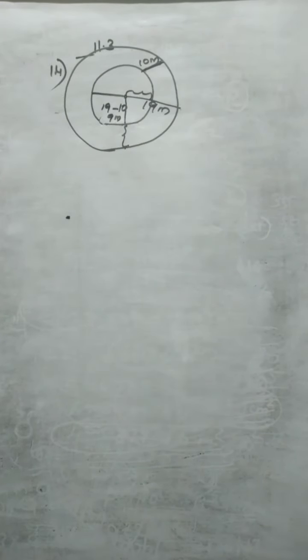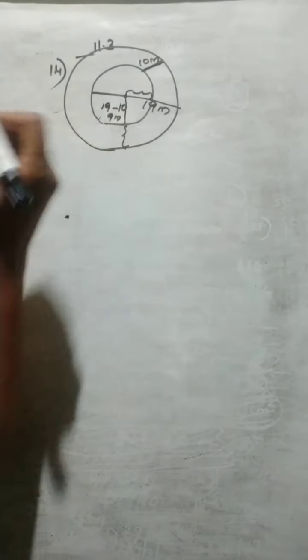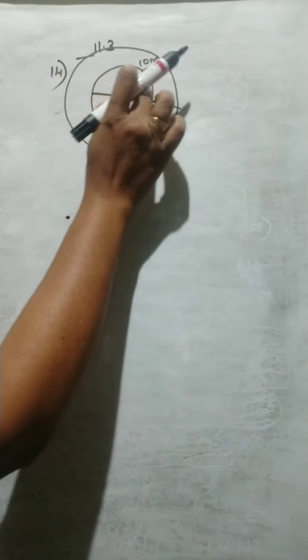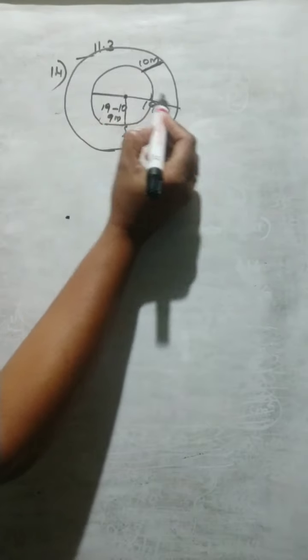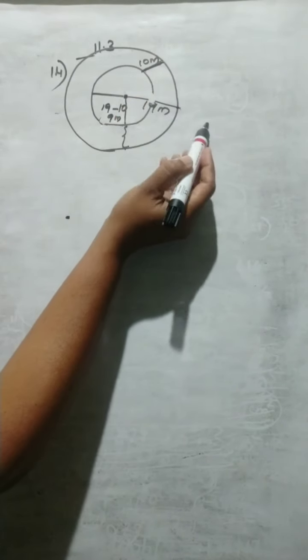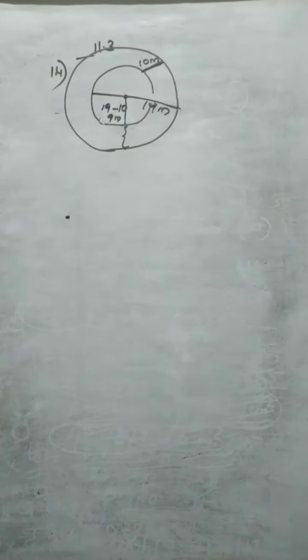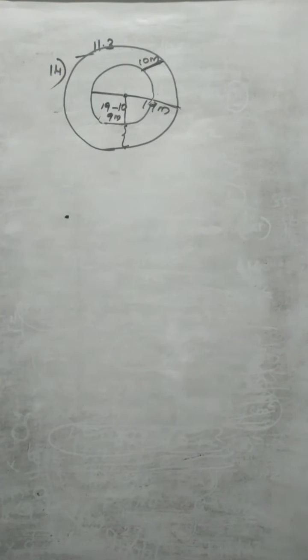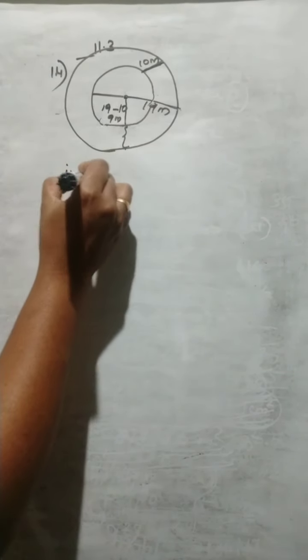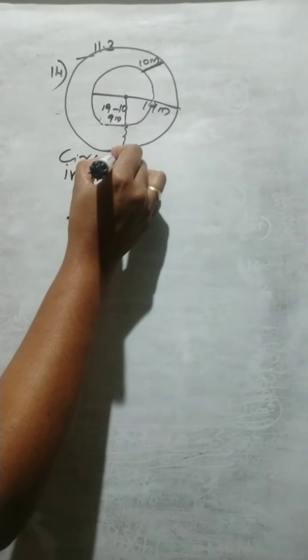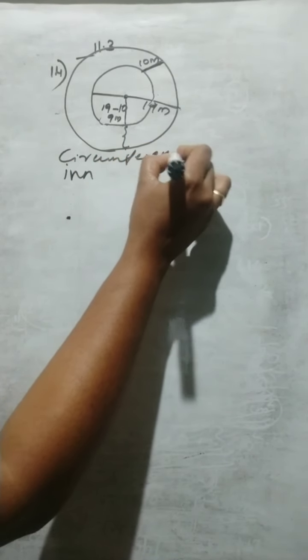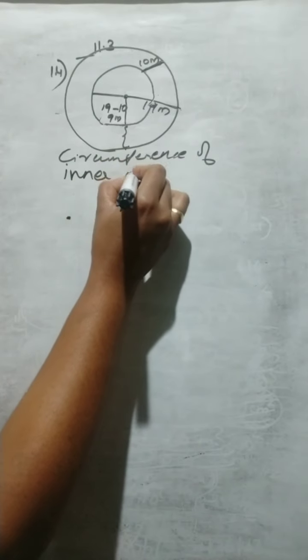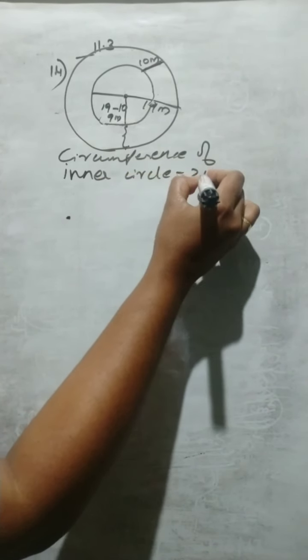radius of the inner circle, and the radius of the outer circle will be from this point to this point. This is the outer circle. Then this will be the radius. Then we have to find the circumference of both circles. Inner circle, circumference of inner circle, that is equal to 2 pi r.